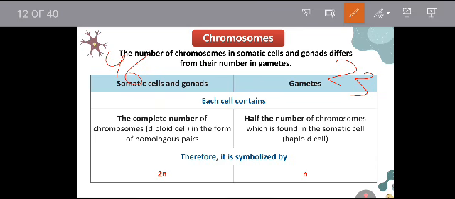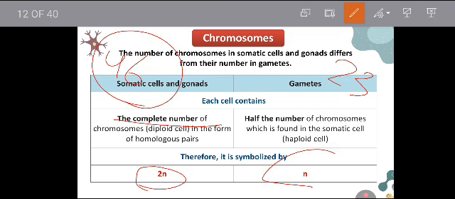This number in somatic cells is called the complete number and is represented by 2n. Because this number differs from one living organism to another, we can't know all the numbers in different organisms, so we make a symbol. We simplified this number as 2n, which means the complete number of chromosomes. This exists inside the somatic cell. But gametes contain half the number of chromosomes, which is n.